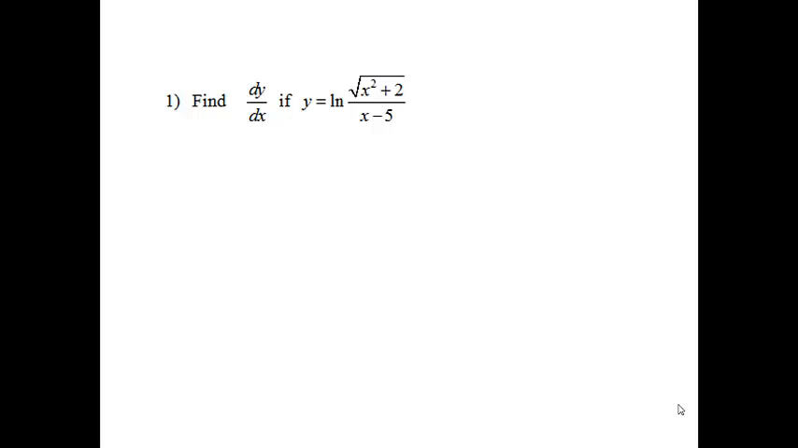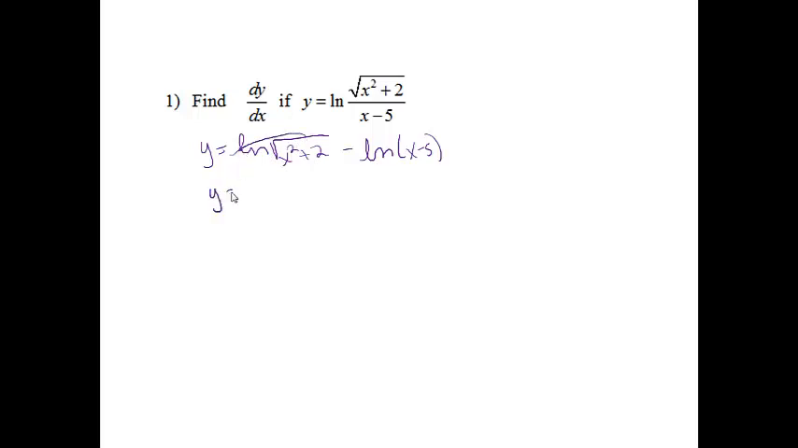Problem 1. Find dy/dx if y equals the natural log of the square root of (x squared plus 2) all over (x minus 5). Before taking the derivative, I am going to simplify this as much as I can. The first thing that we can do is separate the problem into two parts with a minus sign because we do have subtraction. The second thing that I'm going to deal with is the square root, because remember it's a 1/2 power and I can bump the 1/2 power out front.